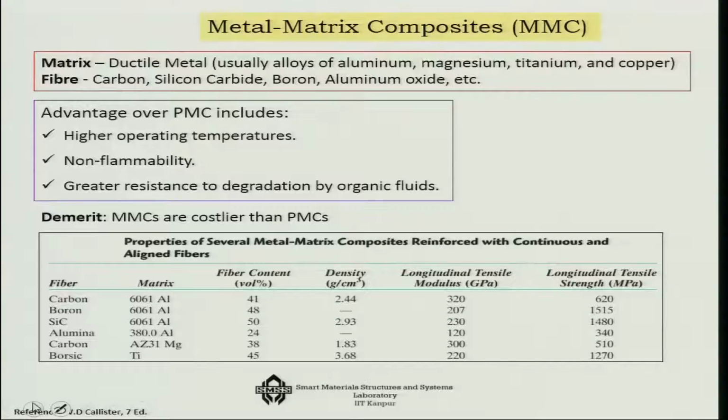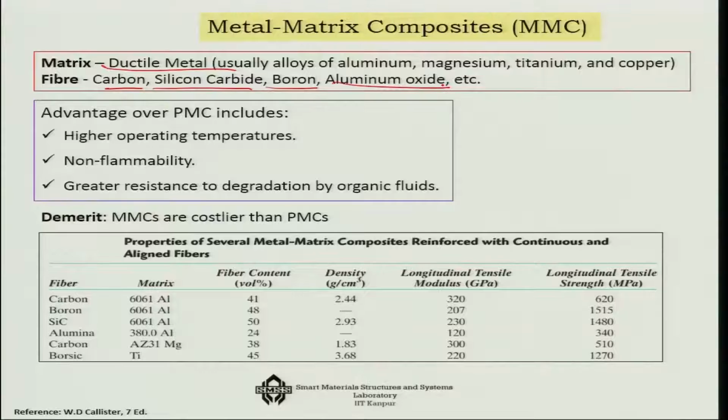So matrix wise here it is ductile metal, usually alloys of aluminum, magnesium, titanium and copper. And fiber wise it can be carbon fiber, silicon carbide, so these are inorganic fibers, then boron fiber and aluminum oxide, that is a ceramic fiber. Any one of these fibers can be used in the metal matrix composite.